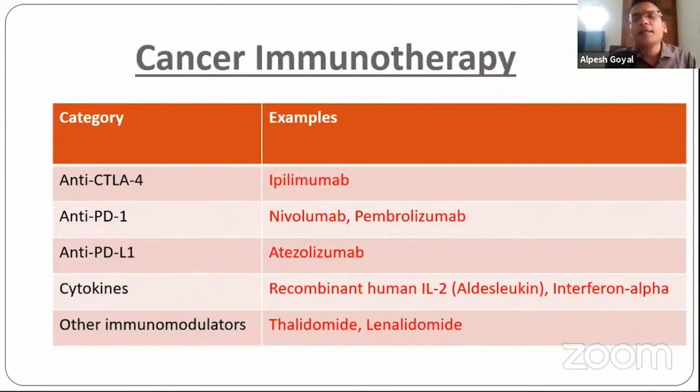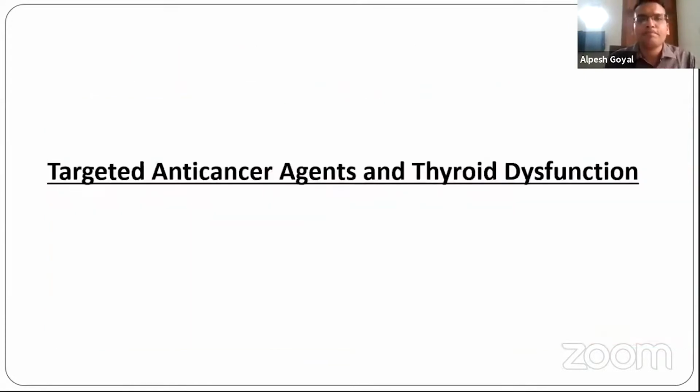Cancer immunotherapy, again, can be considered a subset of targeted cancer therapy, and it works by increasing the activation of the immune system against the cancer cells. Various cancer immunotherapy agents are known to be associated with thyroid dysfunction. This I shall discuss in more detail.